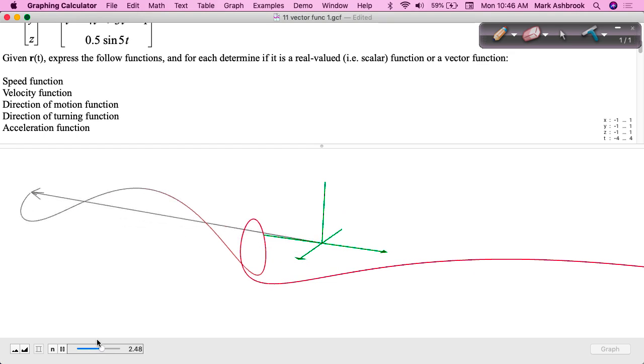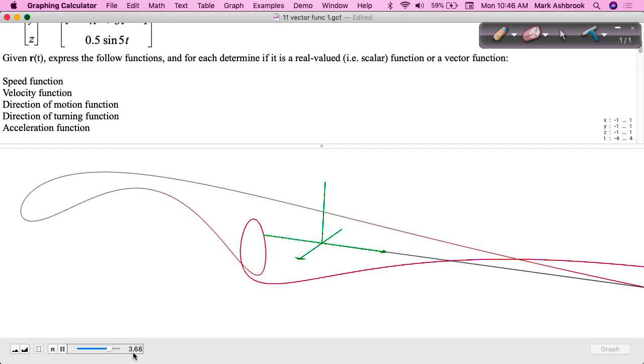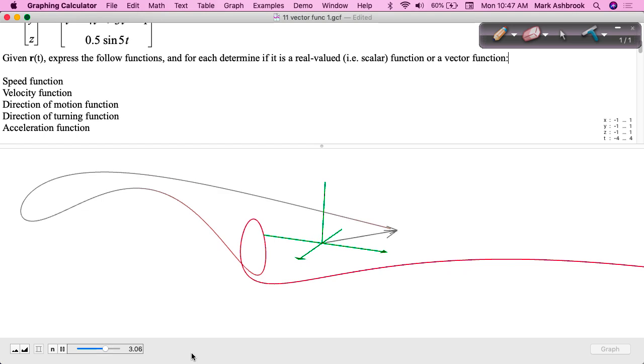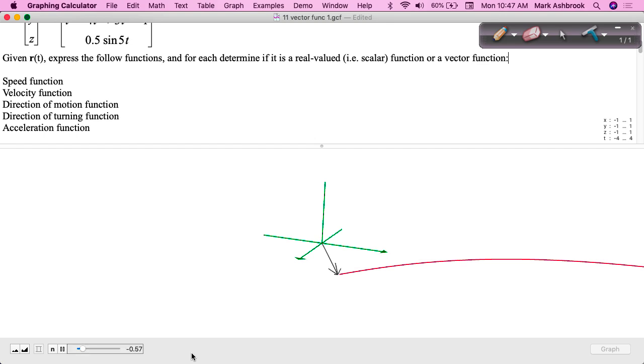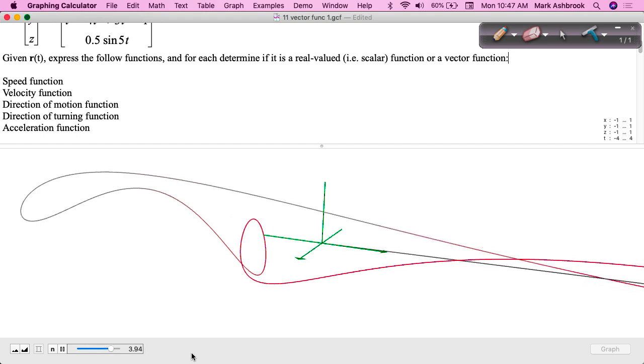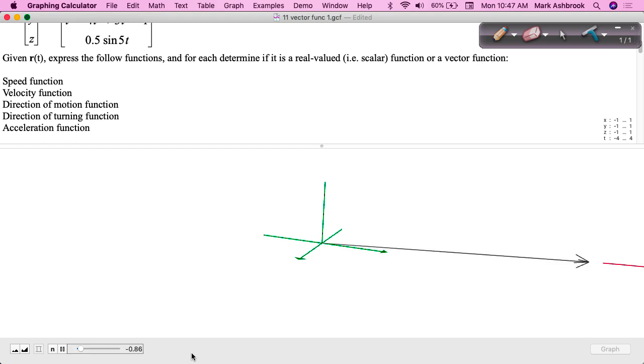The output of this function, here's t down here. It's changing. Now it's negative, now 0, now it's 1, now it's 2, now it's 3, etc. And for every one of those t values, the parameter, you get a vector. Put those vectors in standard position. Those vectors sweep out a curve, right? So the coordinates of all those points on the curve are the same as the components of the vector that you got for that t value, right?